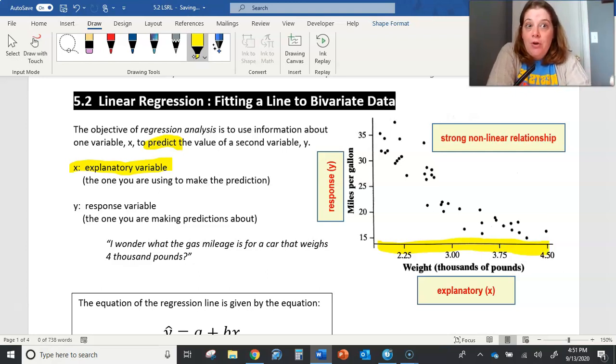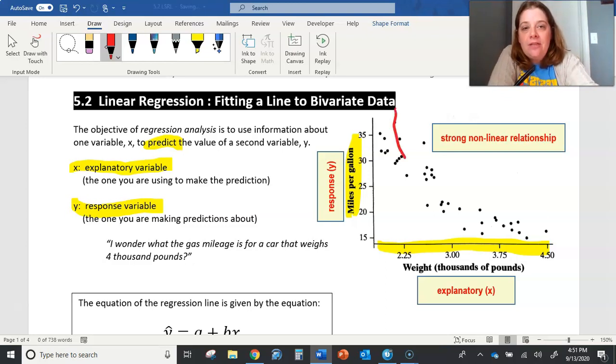So we want to know what happens if we alter the weight of a vehicle, for example. What is that going to do to the miles per gallon, the gas mileage that it receives? So our explanatory variable is the x-axis and our response variable is the y-axis. We're trying to manipulate or examine values of the x value to make predictions about what we think is going to happen on the y value. And what we hope happens is that there's a linear pattern, because if there's a linear pattern, we can make a nice line through the data.